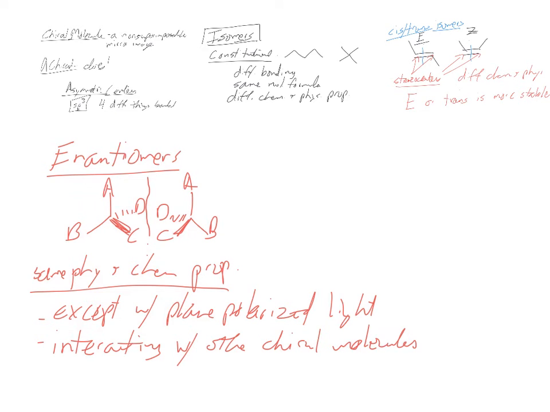Again, these are chiral because they have a non-superimposable mirror image. sp3 hybridized with 4 different things. These are asymmetric centers. The carbons here are both asymmetric centers. They're also stereo centers. Very good.